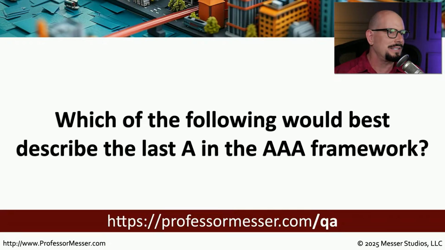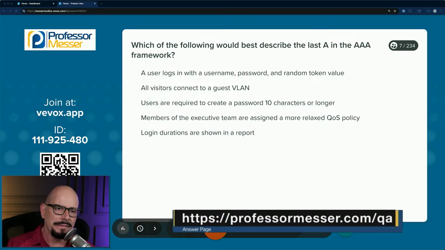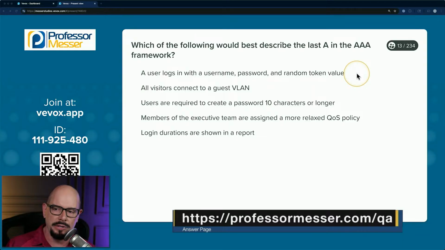Next on our list is this question that asks, which of the following would best describe the last A in the AAA framework? Oh, this is another one where we not just need to know the abbreviation, we need to know how to apply this acronym. So which of the following would best describe the last A in the AAA framework? Would it be a user logs in with a username, password, and random token value? Is it that all visitors connect to a guest VLAN?